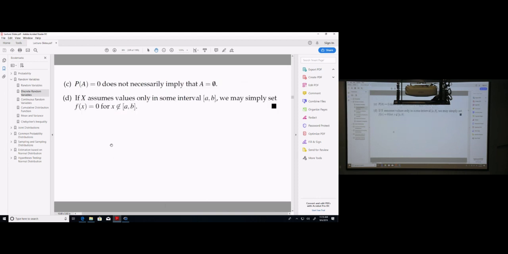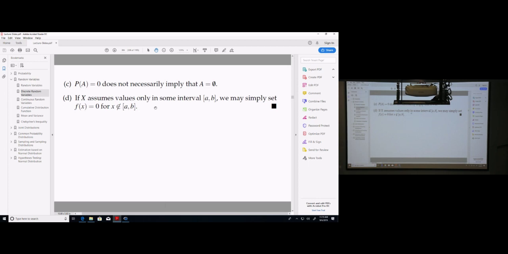So here is the point: the probability of A equal to 0 does not necessarily imply that A equals the empty set. The other direction is right. If A equals the empty set, it implies the probability of A equals 0. So the implication only goes from A equal to the empty set to the probability equal to 0, but you cannot imply it back.